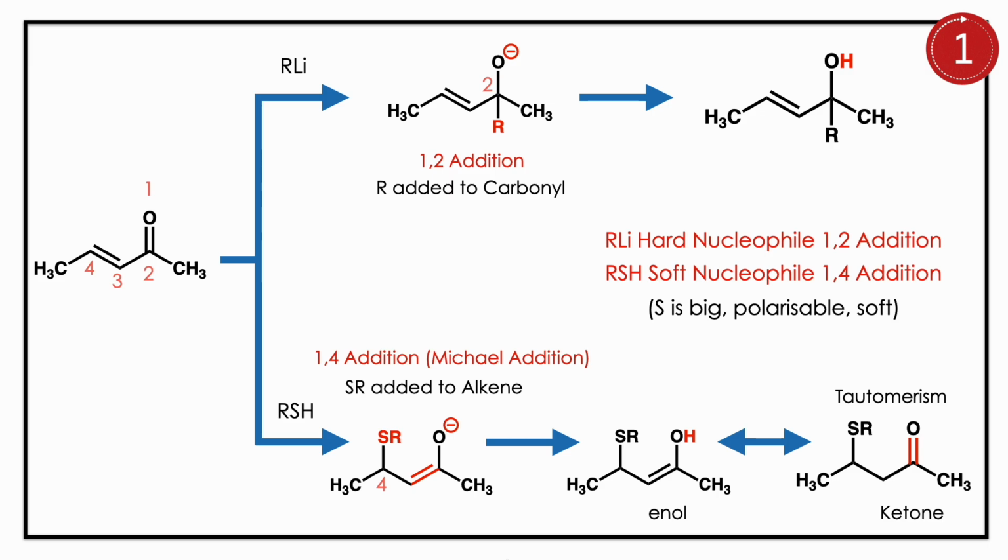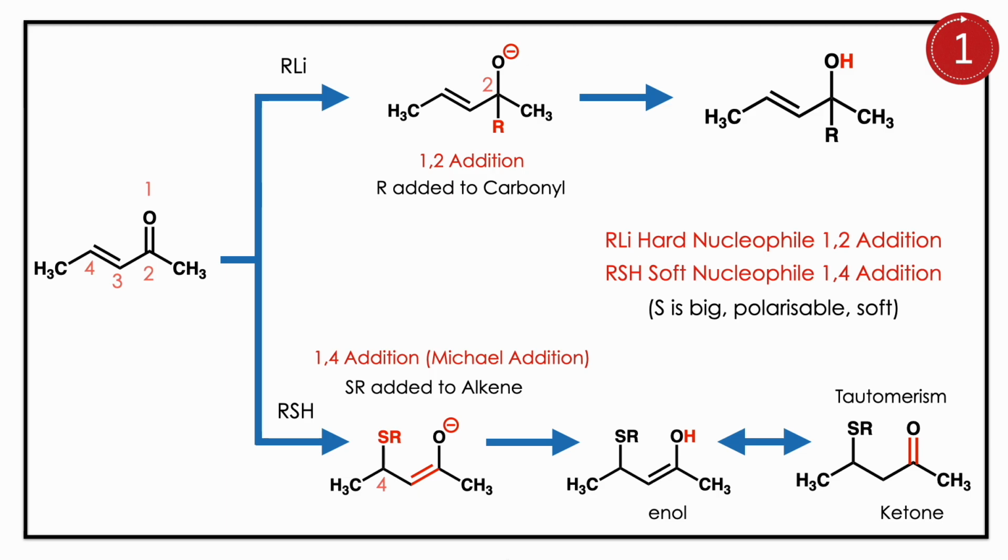Here you have same Michael acceptor but two different Michael donors, thiol and alkyl lithium, one having nucleophile R minus, other RS minus. The sulfur nucleophiles are soft. It will undergo 1,4 addition. So addition happens at the fourth carbon. Delocalization happens. You have enol there. Then the enol tautomerizes, you have final ketone.